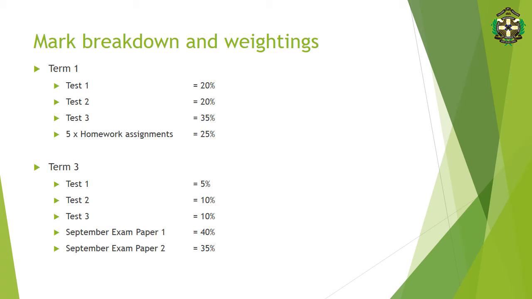This term, your child will have written 3 tests. The first test was written during lockdown, and that will contribute 5%. Then earlier this term, we wrote test 2, and that will contribute 10%, and test 3, 10%. The September examination is made up of 2 papers, the first paper counting 40%, and the second paper counting 35%.